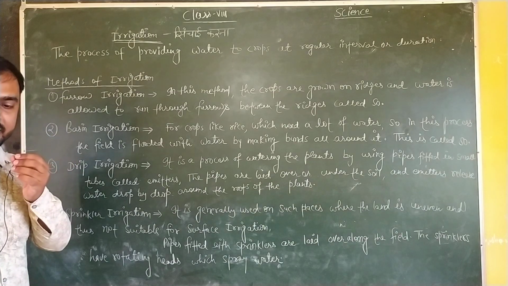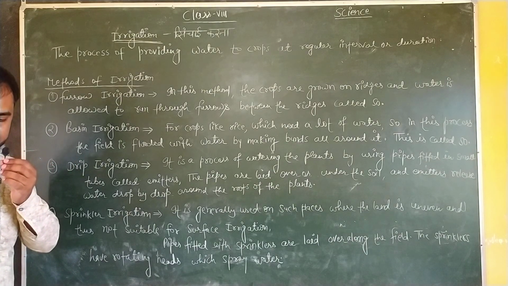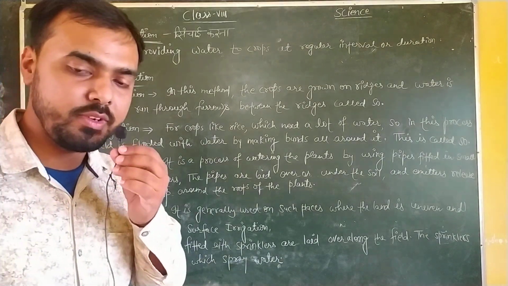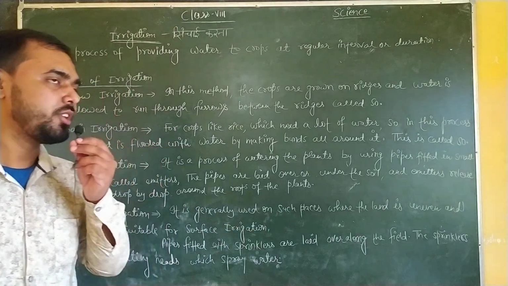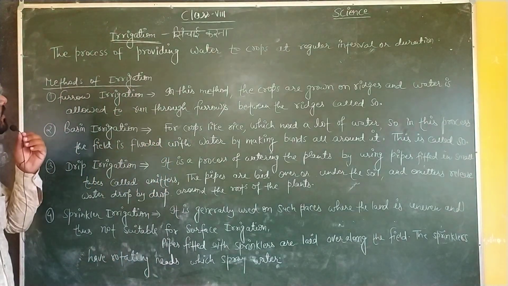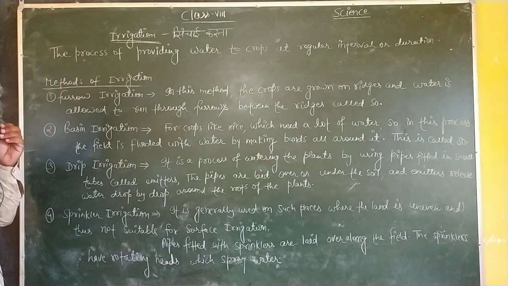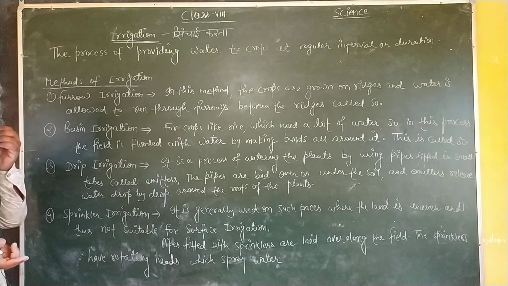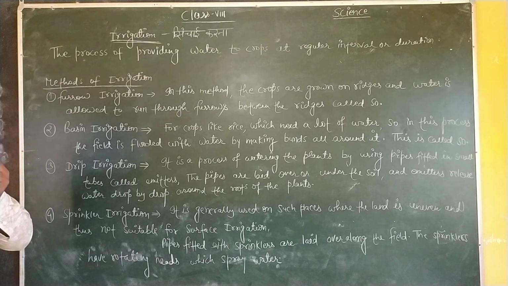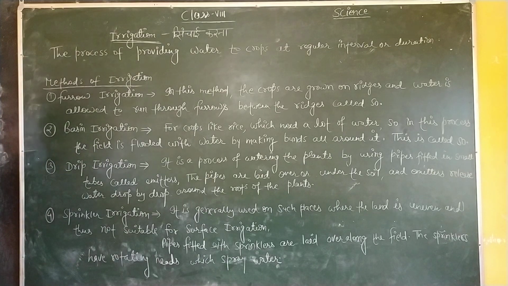In the previous class, we had discussed irrigation and types of irrigation systems. And in this video, we will discuss types of irrigation in detail. So listen to me very carefully. As we already know, irrigation is just a process in which we provide water to crops at regular time intervals. And we have already talked about methods of irrigation.